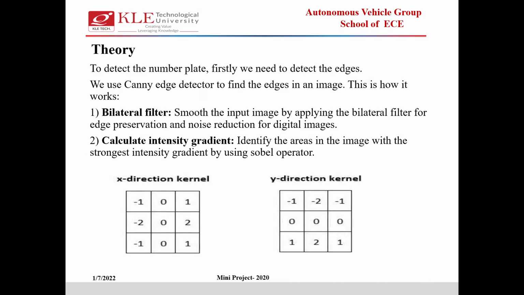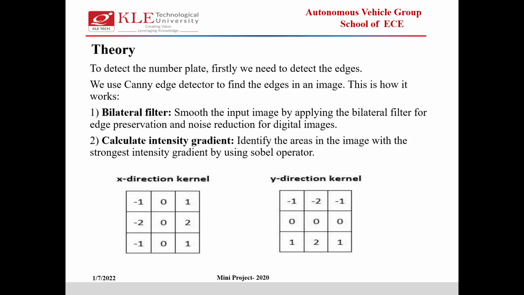Now let's move towards the theory. In order to detect the edges, we used an edge detector called the Canny edge detector, and this is how it works. The first step is using the bilateral filter. A bilateral filter is an edge-preserving, noise-reducing smoothing filter that is used for images. It smoothens the input image while preserving edges and reducing noise. It ensures that only the pixels with intensity values similar to that of the central pixel are considered for blurring, and the sharp intensity changes are maintained.